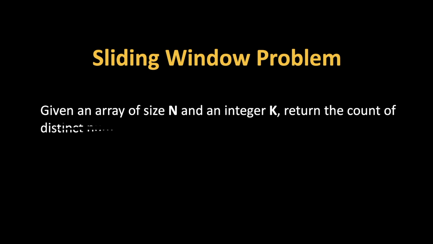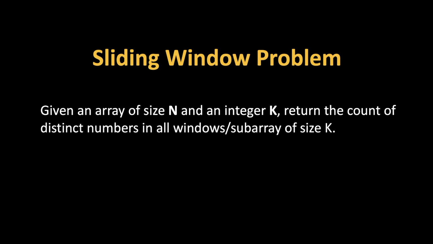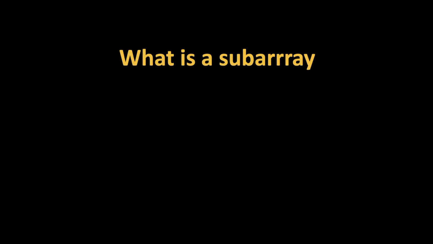Let's first discuss the problem statement. We have an array of size n. We are also given an integer k, and we need to return the count of distinct numbers in all window subarrays of size k. What does that mean? It means that for every window of size k, we need to return the distinct elements in it. If you don't know what a subarray is, I have told this in my previous video. You can check that video by clicking in the top right corner.